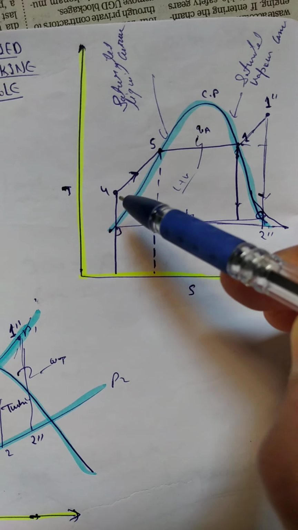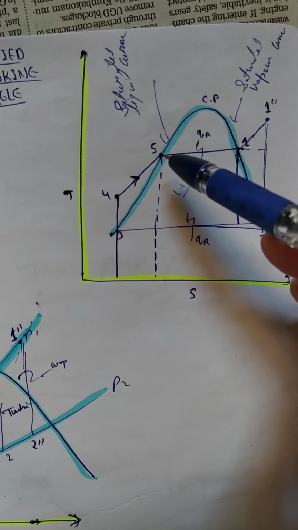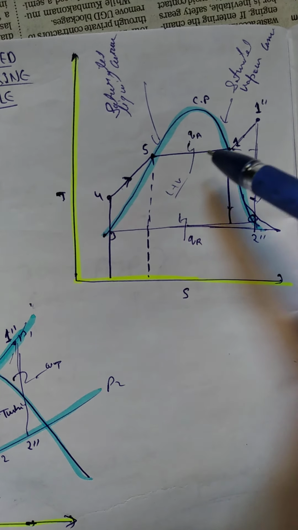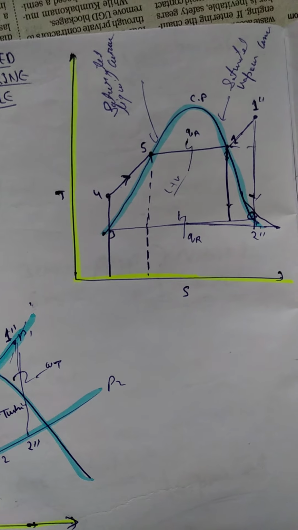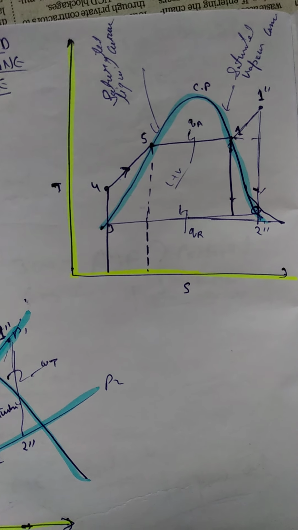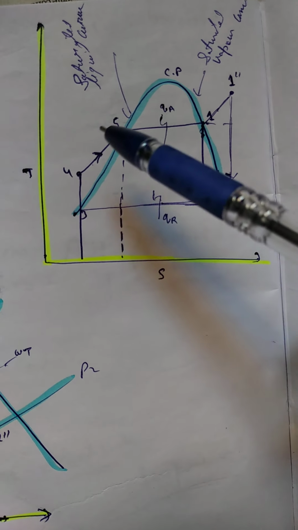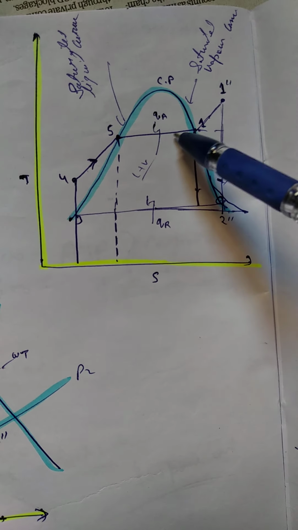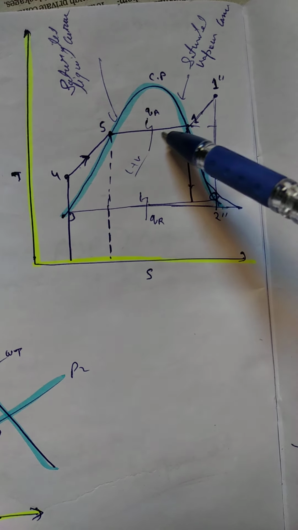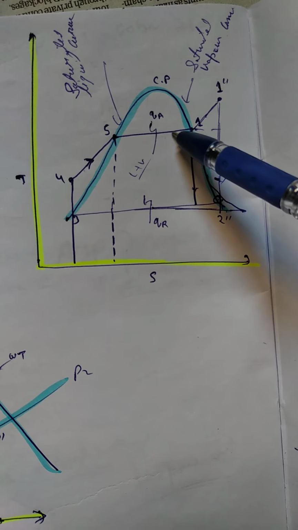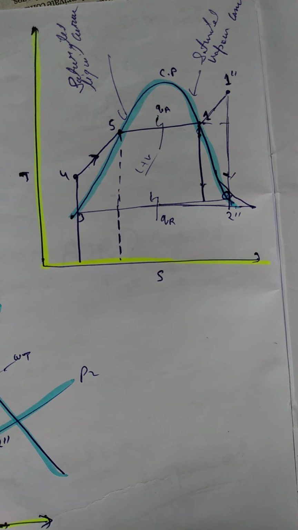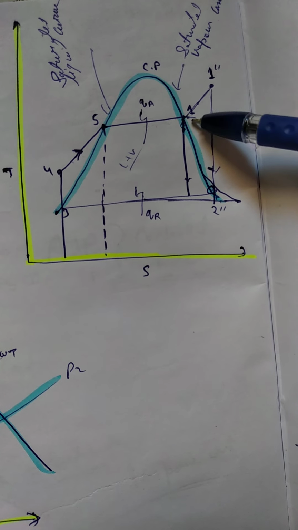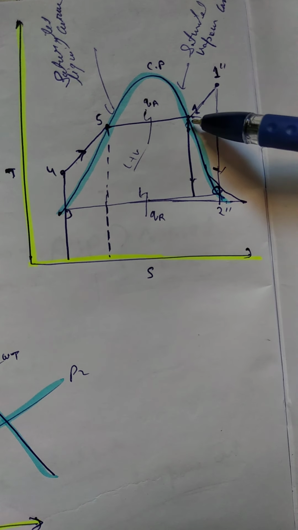Here 4 to 5 is sensible heating, 5 to 1 is latent heat, and 1 to 1 dash is superheating. In the latent heat condition, the temperature will not increase; it remains constant. In superheat, the temperature will increase, and this makes the difference between the Rankine and modified Rankine cycle.